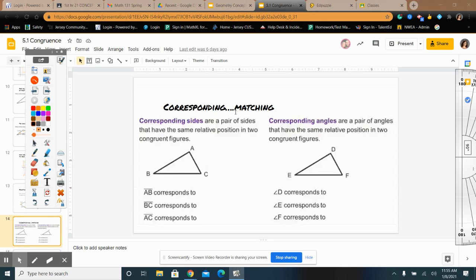Corresponding means matching. So when we say corresponding sides, it's a side that matches on its congruent figure. So if I tell you these two figures are congruent, we can figure out which ones match up. Well, how can we tell? Actually, I wouldn't have done AB first. I would have done AC. AC is definitely the smallest, right? Which one does AC match up with over here? Well, DF is also definitely the smallest. So that corresponds or matches with DF on the other one.